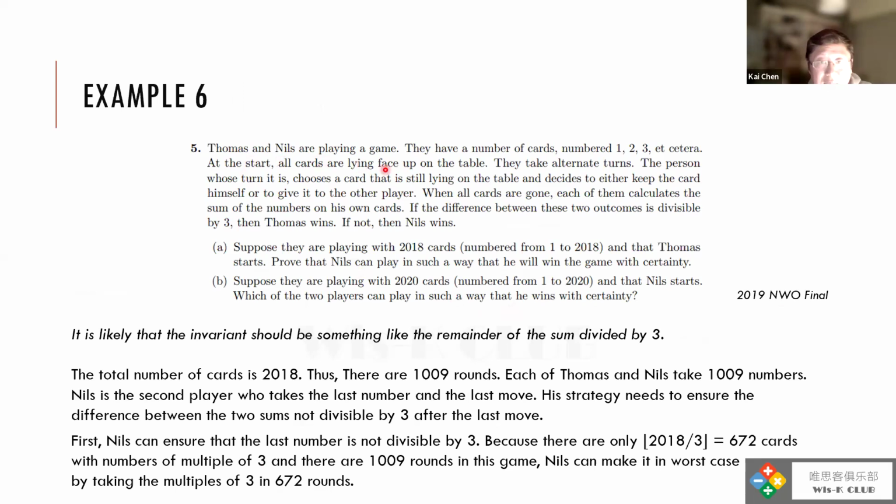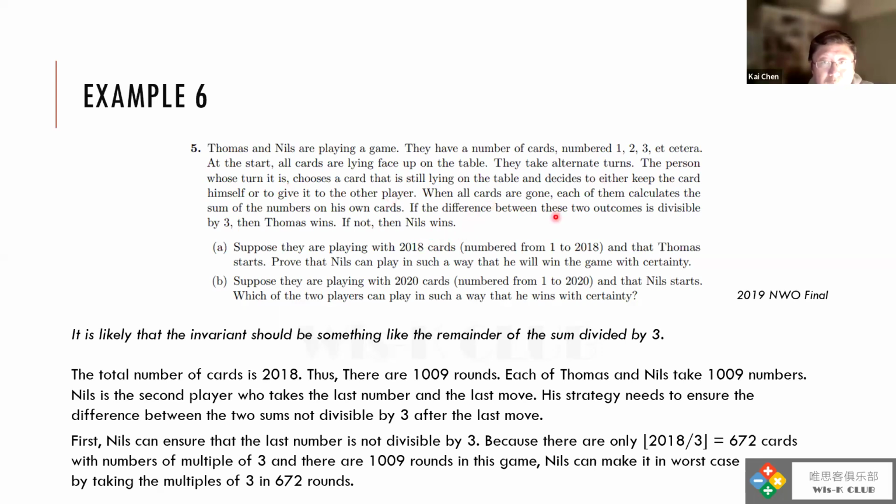Thomas and Niels are playing a game. They have a number of cards, numbering 1, 2, 3 up to a certain integer. At the start, all the numbers are lying face up on the table. They play in alternate turns. The person whose turn it is chooses any one card on the table, and can decide to keep this card or give this card to the other player.